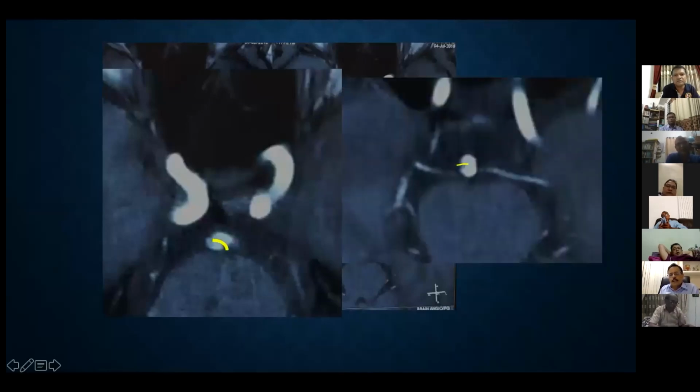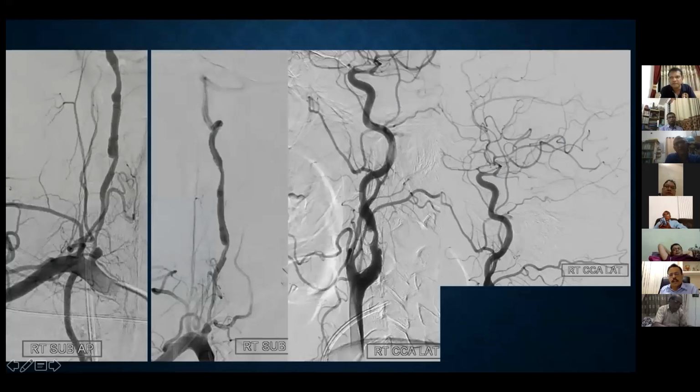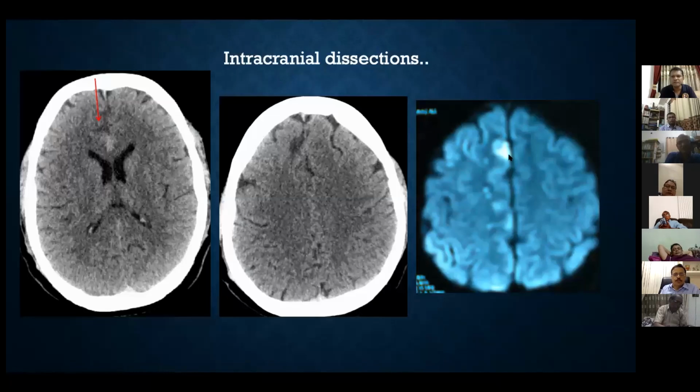Dissections can involve multiple vessels at the same time. For example, this patient has subarachnoid hemorrhage due to an intracranial dissecting aneurysm. But at the same time, you can see the right vertebral was dissected. The ICA was also dissected. So multiple dissections are pretty well known. And one should be very careful in doing DSA in these patients because you may cause further dissection during the procedure.